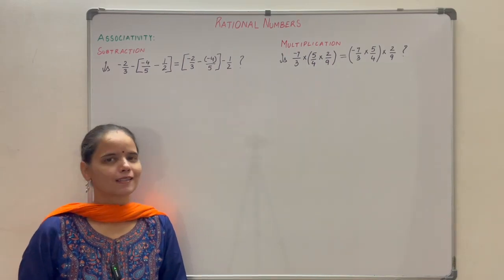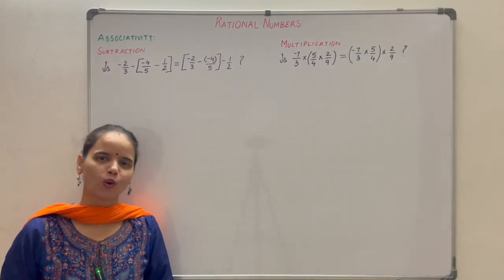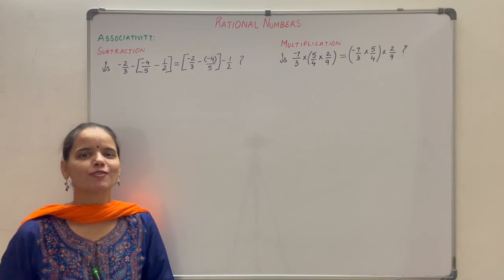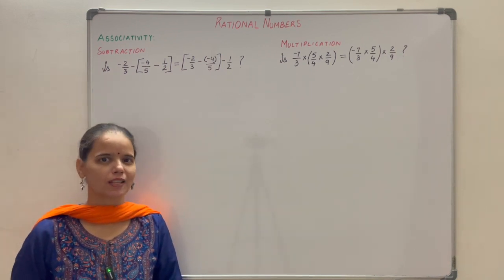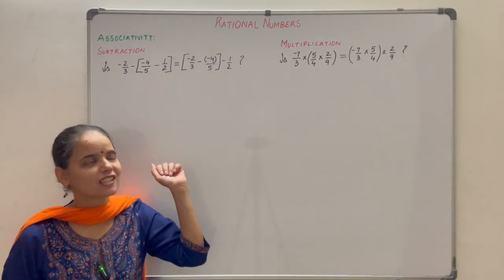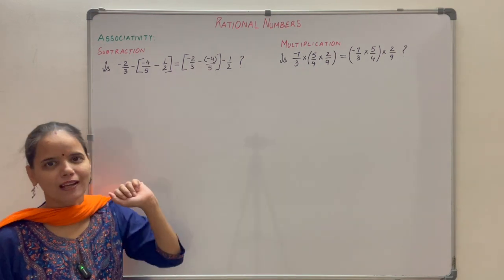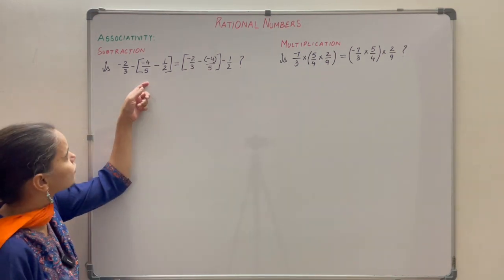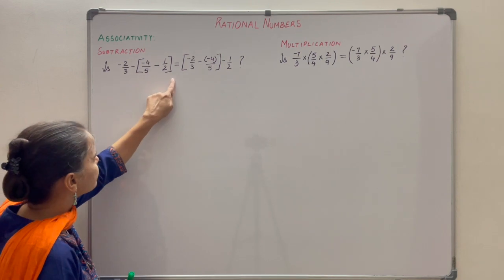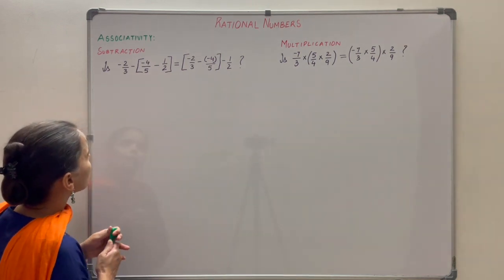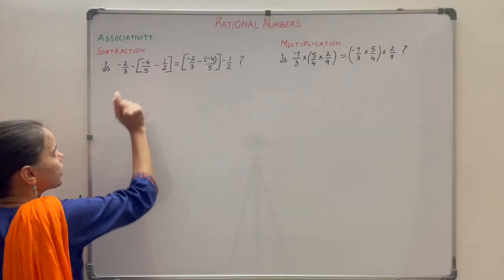You already know that subtraction is not associative for whole numbers and integers. What about rational numbers? Let us understand this with the help of this example. So let us check, is left hand side equal to right hand side or not? So first we will solve the left hand side. On left hand side we have the brackets. So as per the BODMAS rule, first you need to solve the brackets.